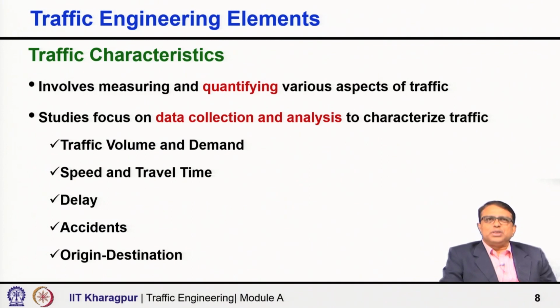Traffic characteristics involve measuring and quantifying various aspects of traffic. So, we need various traffic studies. We need to collect data through these traffic studies and then analyze the data to characterize the traffic stream. The various types of studies we carry out may include traffic volume and demand studies, speed, travel time, delay, accidents, and origin-destination studies. All of these are important information. There are specific procedures for how to carry out these studies, and through these studies we collect the data, extract the data as appropriate, create a digital database and then analyze the data to understand the traffic characteristics.